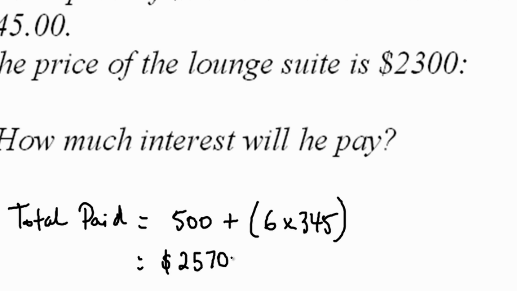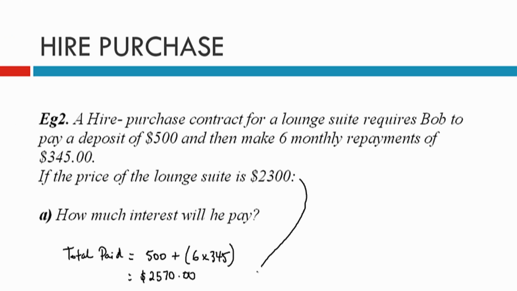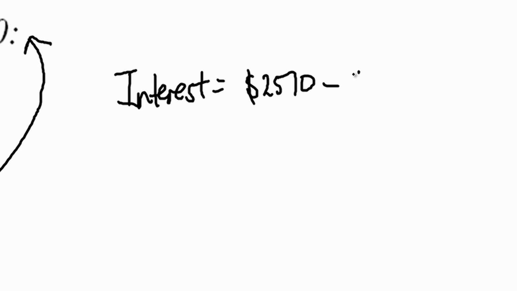It's $2,570. Now, if you went and bought it straight out, this lounge suite would have been $2,300, not $2,570. So how much interest does he pay? We've got to take away the two. So interest is $2,570 minus the $2,300 that he would have paid buying it straight out, which gives us $270.